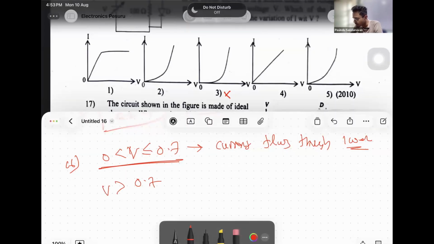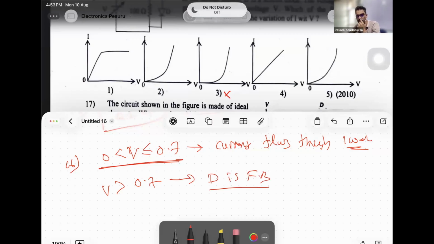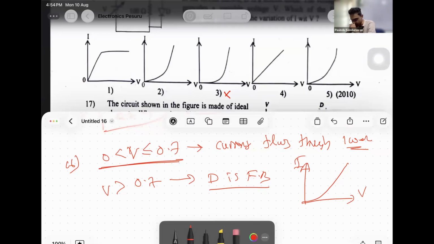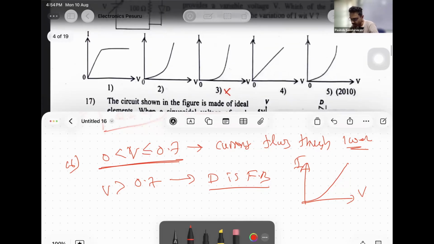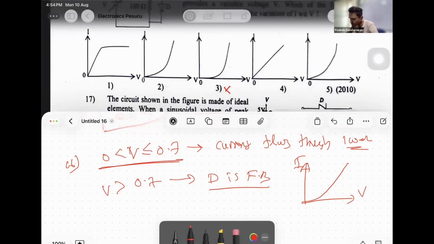When the diode is forward biased, the diode functions. Then hereafter, that is the IV of a diode. After that point, it should follow the IV of a diode. Then we have two and 5 remaining now. In 5, there is a curve, right?